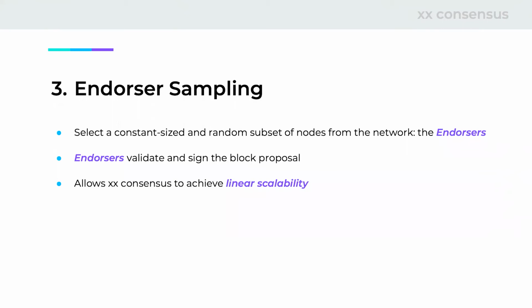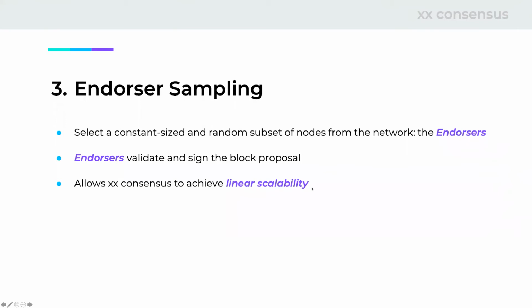For this, we can have an example to understand this. We can select 100 endorsers from a network of 1,000 nodes, for example. Now, these endorsers are going to be very busy because they need to validate the signatures on each transaction, which is a very computationally expensive operation. Now, the remaining 900 nodes, however, are only passively participating in consensus. They simply wait for block endorsements, so they don't need to validate transactions. This will free up their computational resources, which is very important for our system, as we will see later in this webinar. So by leveraging endorser sampling, XX consensus achieves linear scalability.